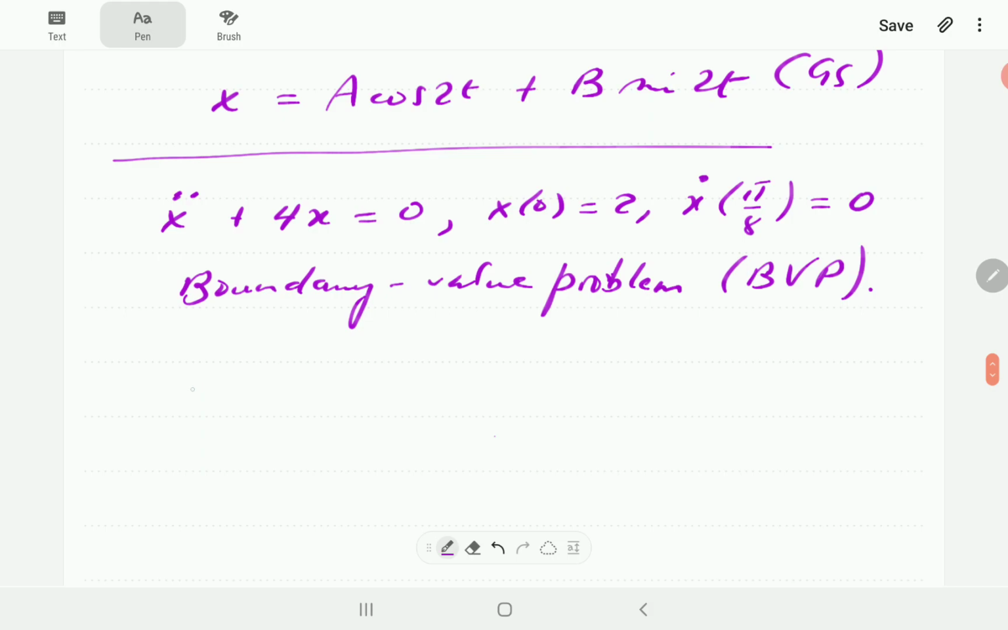The particular solution of this one is going to be x equals 2 into cosine 2t plus sine 2t. You might want to confirm this.